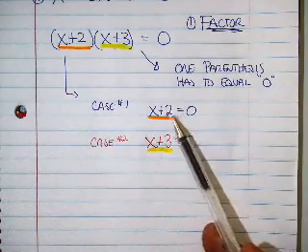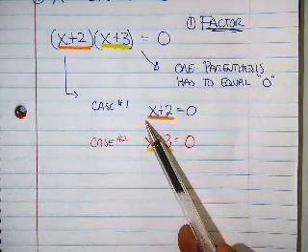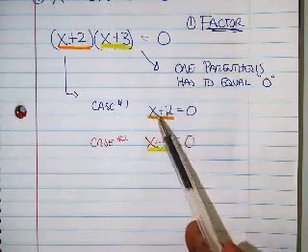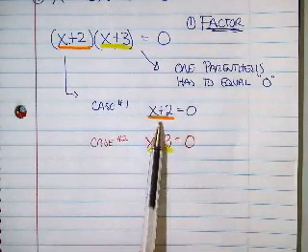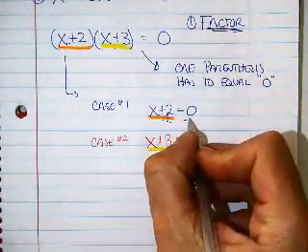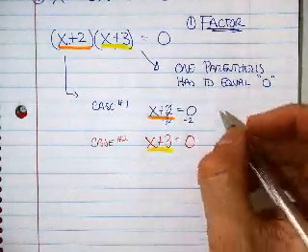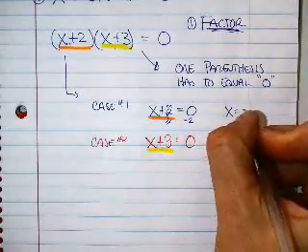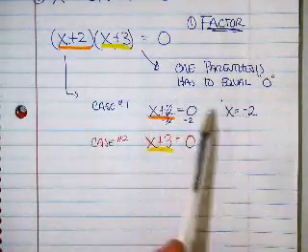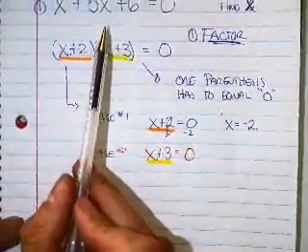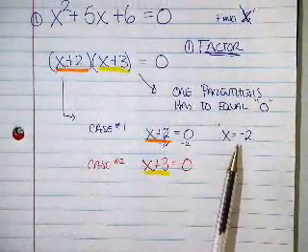The first one, for case number 1, what would x have to be so that this turned into a 0? If I'm minus 2, do a little math. 0 minus 2 is negative 2. For this first case, x is negative 2. This is one of the solutions to our original problem. X could be negative 2.